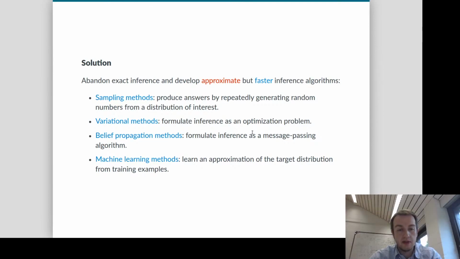There are other families of methods, and I will just mention them for your information. We have, for example, variational methods, which formulate the inference problem as an optimization problem, usually assuming a variational family. Then you have belief propagation methods, which formulate inference as a message passing algorithm. I think you will see some of these algorithms in a later course about information theory. And then you could also use machine learning methods to learn an approximation of the target distribution by using training examples. This is something you'll see also in later courses, and that I will also mention again when we talk about learning in a few lectures from now.